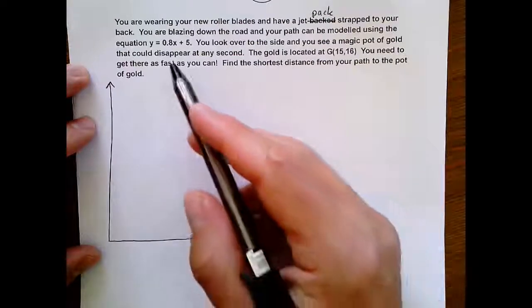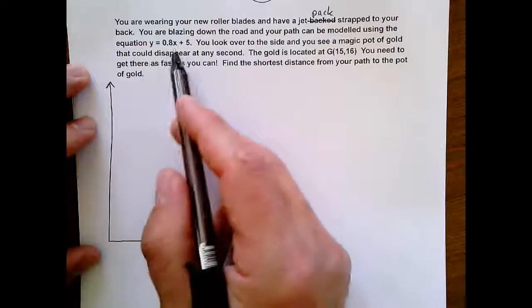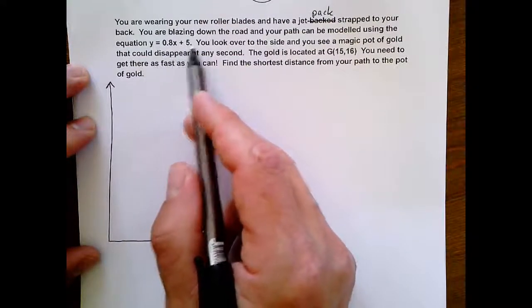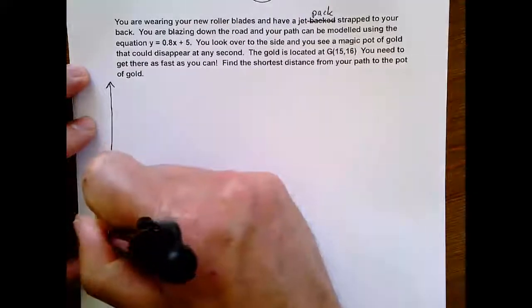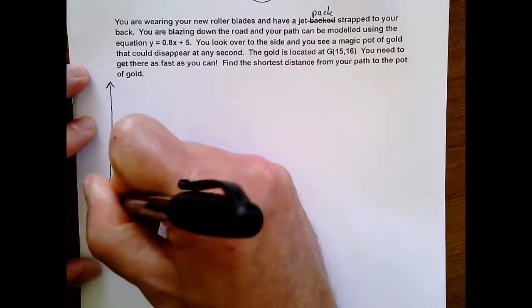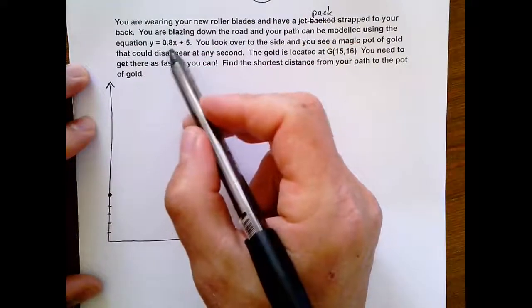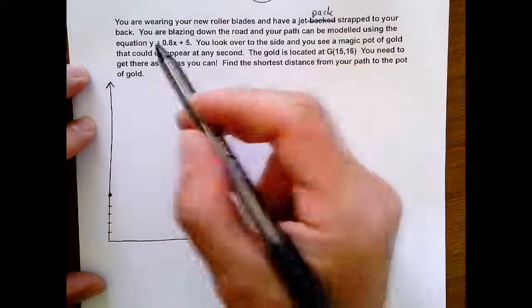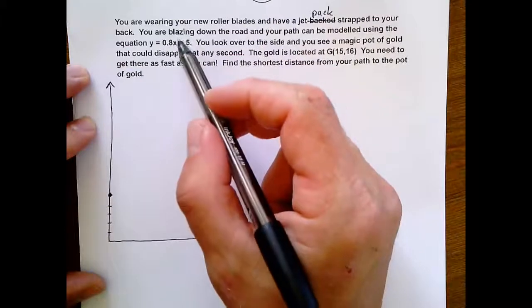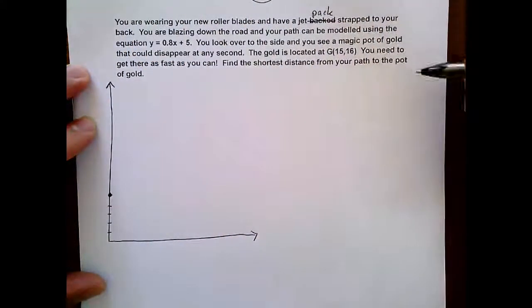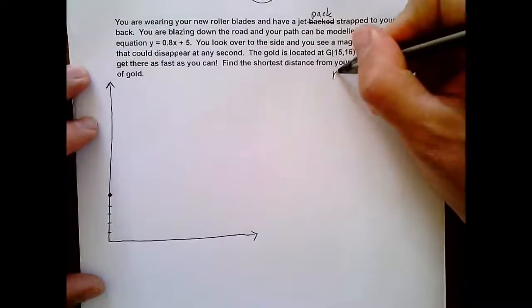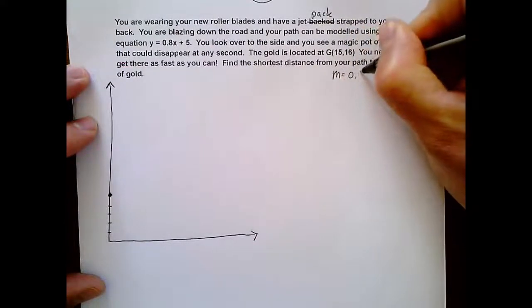So the first thing it says is we know the path we're on. So I'm going to go ahead and model this line. I go to the y-intercept of 5: 1, 2, 3, 4, 5. And I've got my slope, 0.8. Now this might hang a couple of you up. But if you think about it, it says my slope is 0.8.